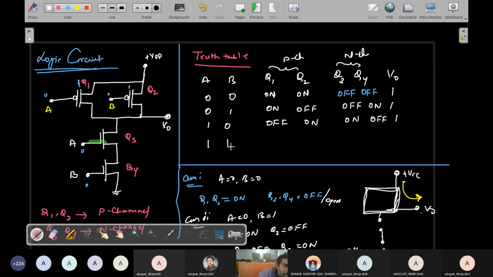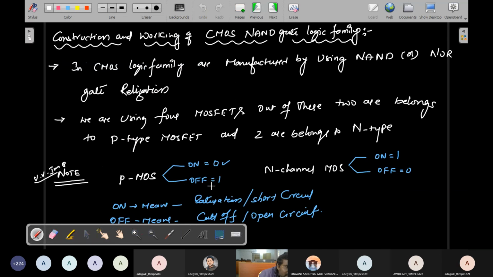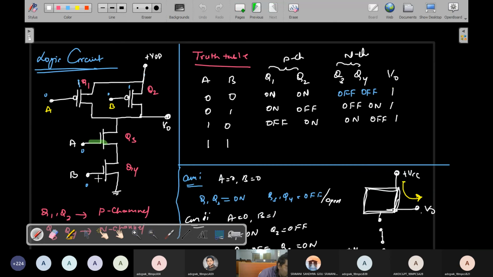But what about 1,1 in this situation? Take both as 1, which means the PMOS is completely not connected with the system. Why? Because it is an open circuit. Both are 1, which means one is off state and one is on state. In this situation, Q1 Q3 and Q4 are on state, and Q1 and Q2 are off state.